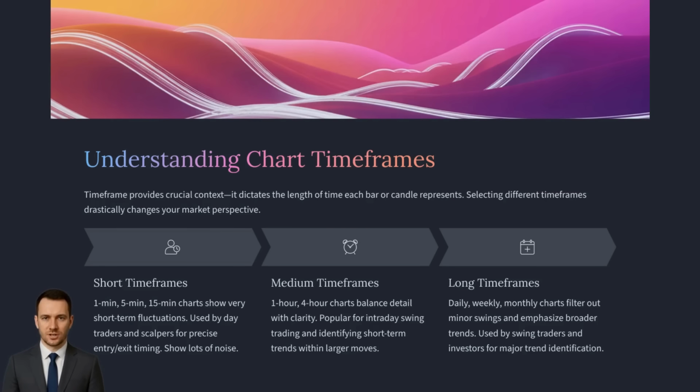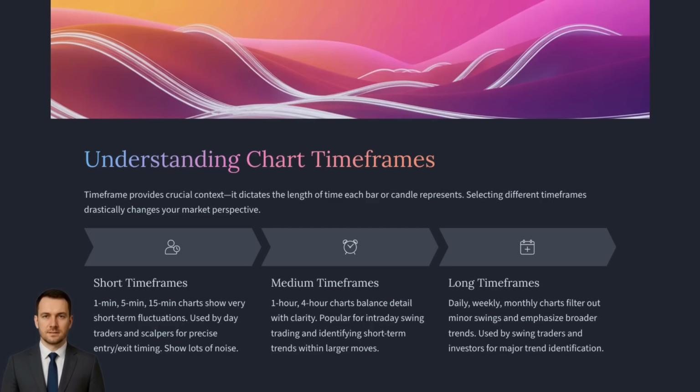When reading Forex charts, context is everything, and time frame provides context. The time frame of a chart dictates the length of time each bar or candle represents. Common time frames include 1 minute, 5 minutes, 1 hour, 4 hours, daily, weekly, etc. For example, on a 4H chart, each candlestick shows 4 hours of price action, whereas on a daily chart, each candlestick represents an entire day's worth of trading. Selecting different time frames can drastically change your perspective on the market's behavior.